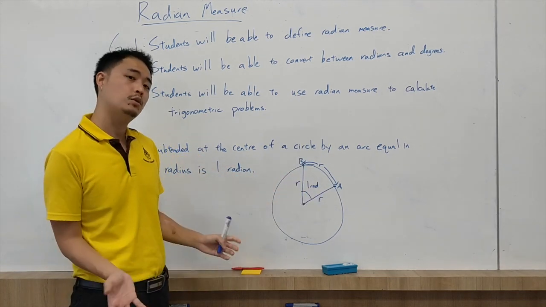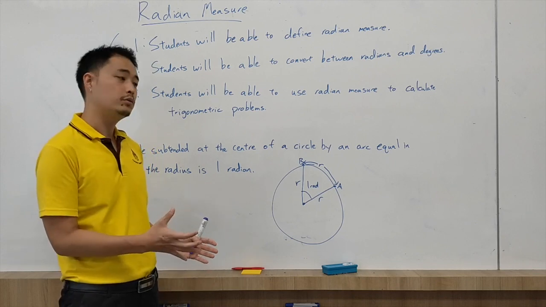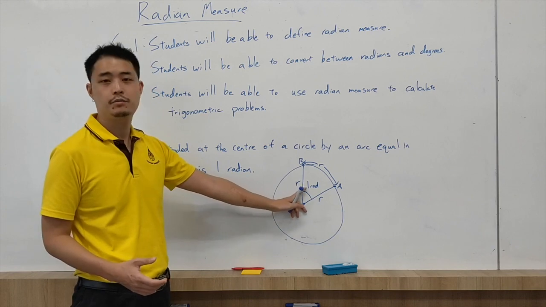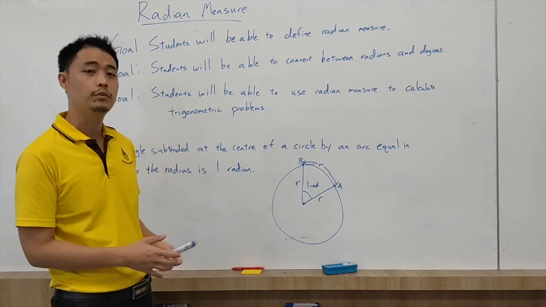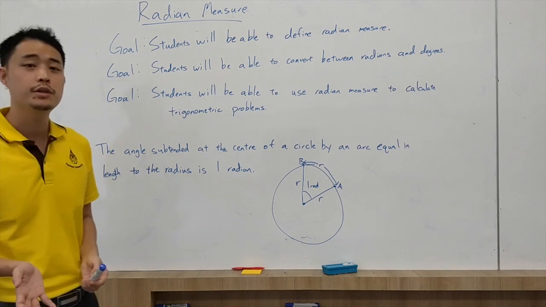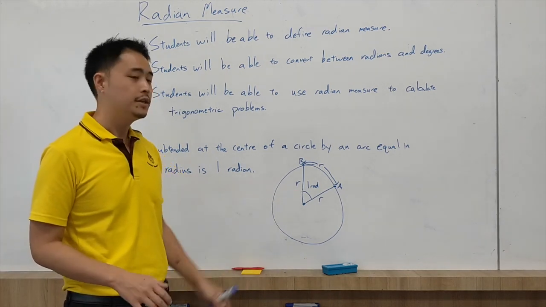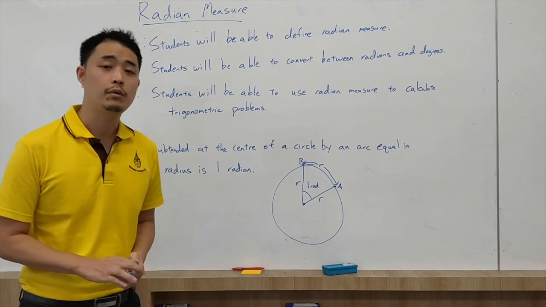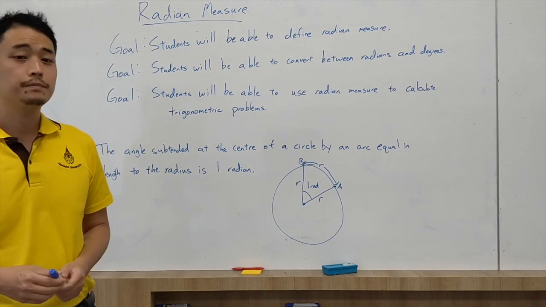So a radian is sort of like a way to measure degrees, because 1 radian is the same as this many degrees, which we'll talk about in a second. So a radian is just another way to measure angles in a circle, but it's a more convenient way to measure them, as you'll see when we start to do trigonometric functions.